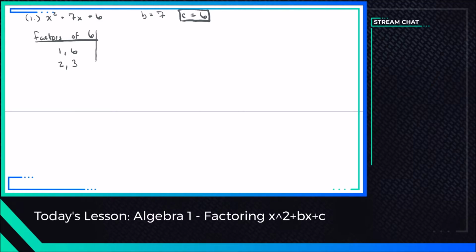And now, why don't we see what sums to 7? Well, 1 plus 6 is equal to 7, and 2 plus 3 is equal to 5. So the numbers we want are 1 and 6, so x squared plus 7x plus 6 is equal to x plus 1 multiplied by x plus 6.